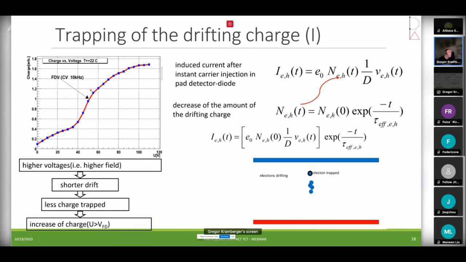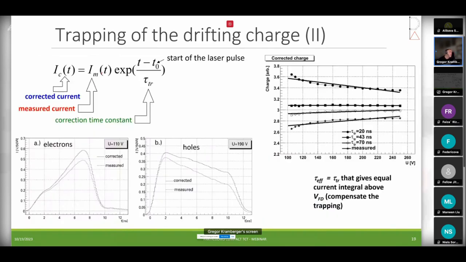What you can do is exploit this rise here to determine the trapping time by correcting what you measure for the exponential with this time constant. If you did it right, then in this corrected waveform you restore the fact that above the full depletion voltage, your charge will not change because you collect all the charge. If you don't do it right, you get either more charge at lower voltages or more charge at higher voltages. When you do it right, it's flat. And this is the measurement of the effective trapping time.